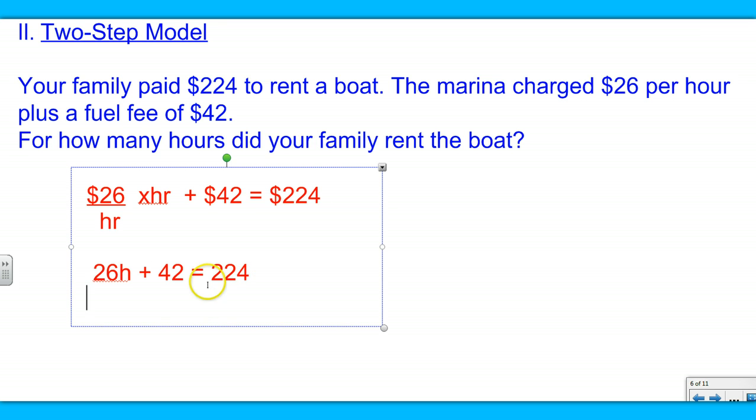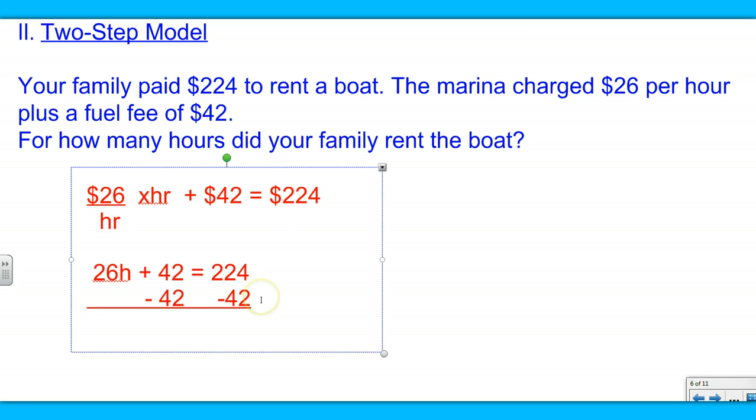Now we look at an equation that looks very much like the ones we were solving yesterday. What will we undo first? Will we undo this multiplication or the addition? Very good, we're going to undo the addition. Always undo addition and subtraction first. So subtract 42 from both sides of the equal sign. When we do, what do we have left?